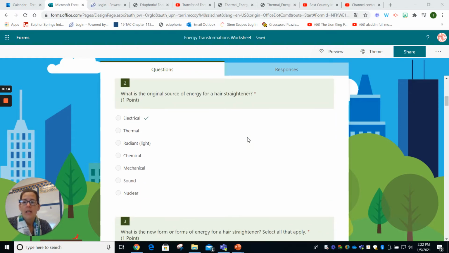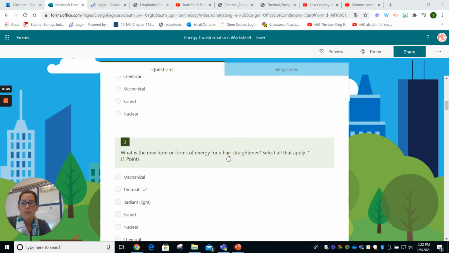Number two says, what is the original source of energy for a hair straightener? If you don't know a hair straightener, we plug it into the wall. It's got these little tong things on it, and they get hot, and you rub them on your hair, and it straightens your hair out, okay? If we plug it into the wall, what is the original source of energy? Electrical. So hopefully you said electrical for number two.